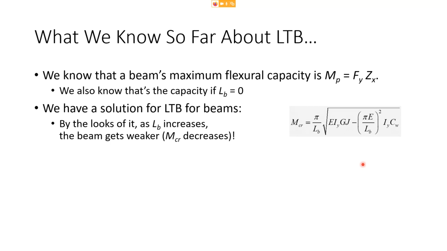So we know that the maximum capacity is MP, and as LB increases, the moment capacity decreases. If we plot it at LB equals 0, we should get MP, and then it should trail downward, and we're going to see what that looks like here in a second.